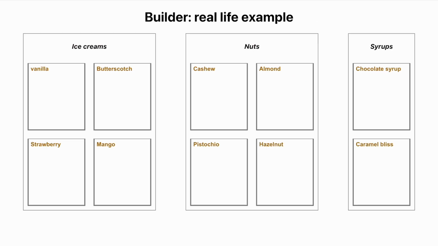A real life example, some shops will sell customizable ice creams. We can choose the flavor of the ice cream. We can add different choices of nuts, add creams, etc. This can be seen as the builder pattern. We are the director, the shop is the builder, and ice cream is the product.